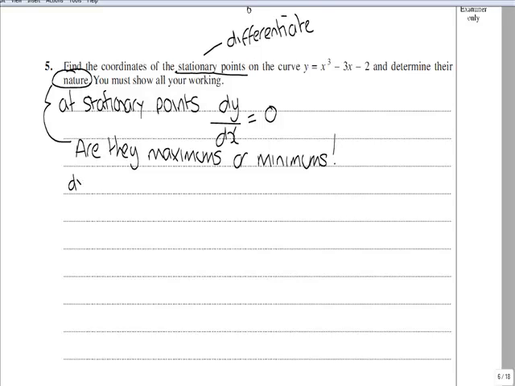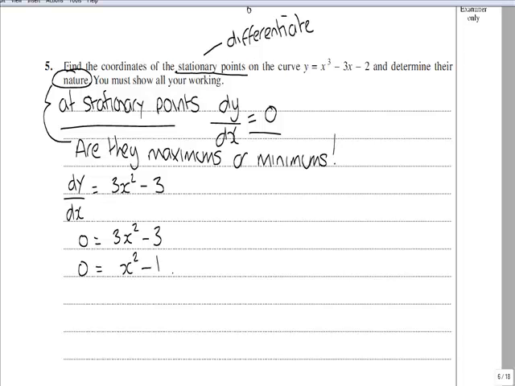So we get dy by dx is equal to 3x squared minus 3, following our rules from previous questions. We know at stationary points dy by dx equals 0. It's always good practice to state that fact on your exam. So now 0 is equal to 3x squared minus 3. What I would do here is factorize, so I'll divide through by 3 first of all. So 0 is equal to x squared minus 1, dividing through by 3.